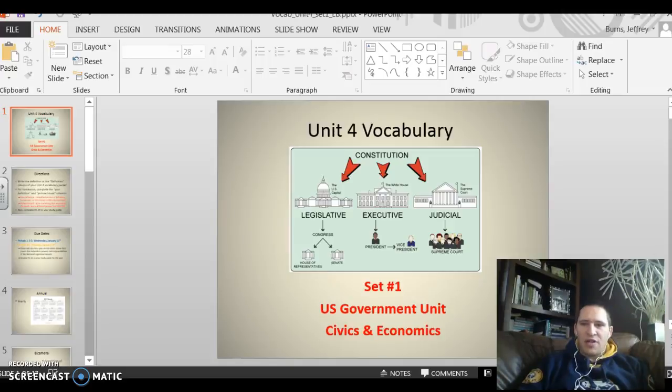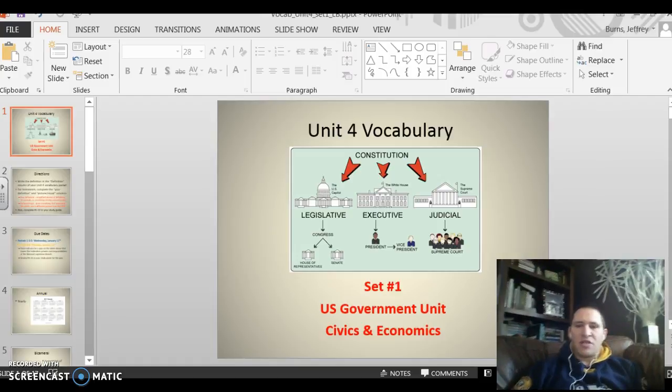Hello, it's Mr. Burns here, and we're going to transition from root to democracy to the branches of government, the U.S. government, and how our government is organized. In this unit, we're going to talk about the three branches of government: legislative, executive, judicial.